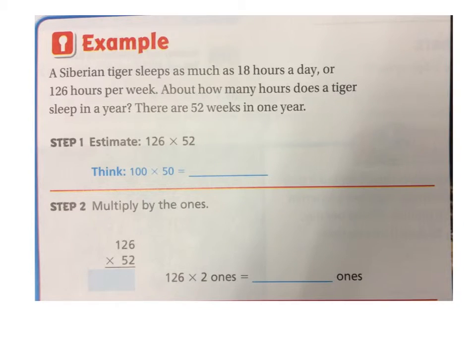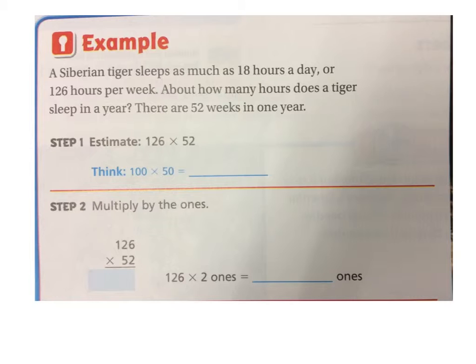It says a Siberian tiger sleeps as much as 18 hours a day. Can you imagine sleeping 18 hours a day? Yes. That equates to 126 hours per week. Now it says, about how many hours does a tiger sleep in a year? There are 52 weeks in 1 year.